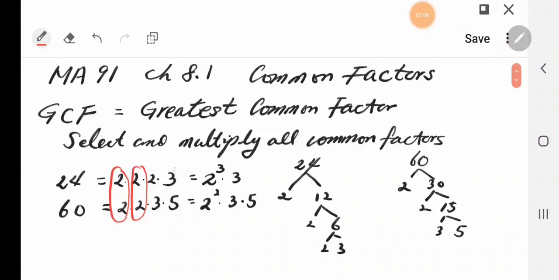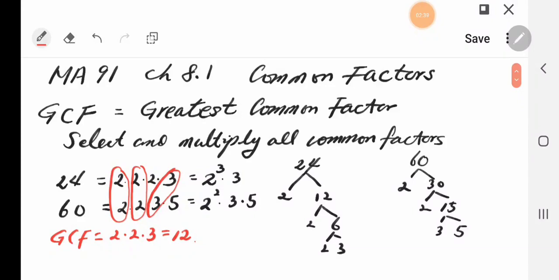3 is in number 24 and 60, so 3 is a common factor, but 5 is not a common factor. A common factor is a factor that exists in each number. So the GCF, the greatest common factor, is the product of all these common factors: 2 times 2 times 3, which is 12.